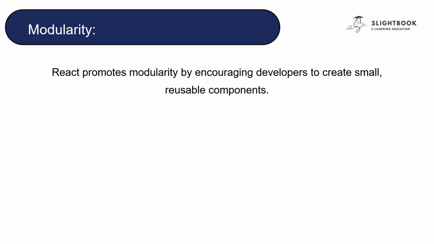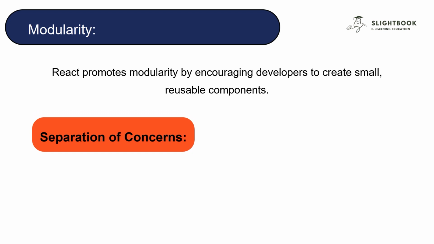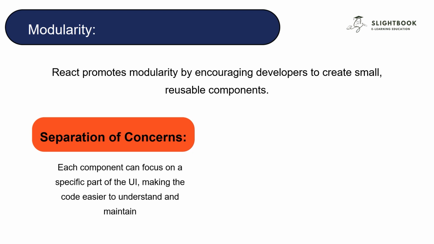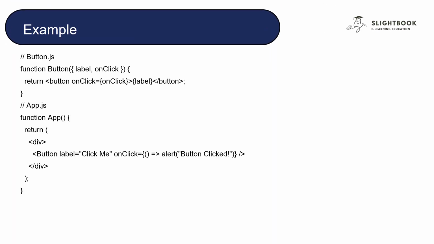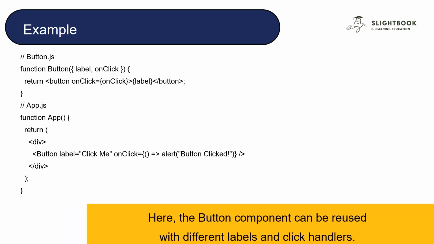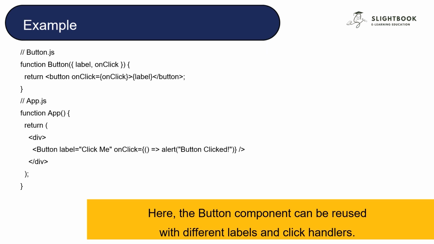Modularity. React promotes modularity by encouraging developers to create small, reusable components. Each component can focus on a specific part of the UI, making the code easier to understand and maintain. Components can be reused across different parts of the application or even in different projects, reducing redundancy and effort. Example: here, the button component can be reused with different labels and click handlers.